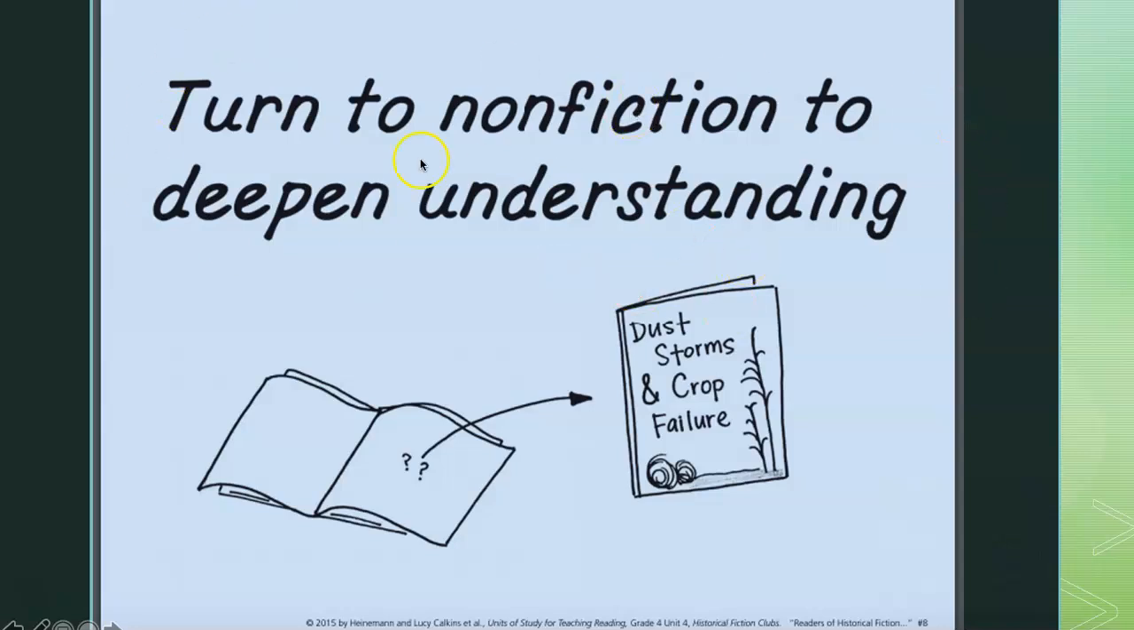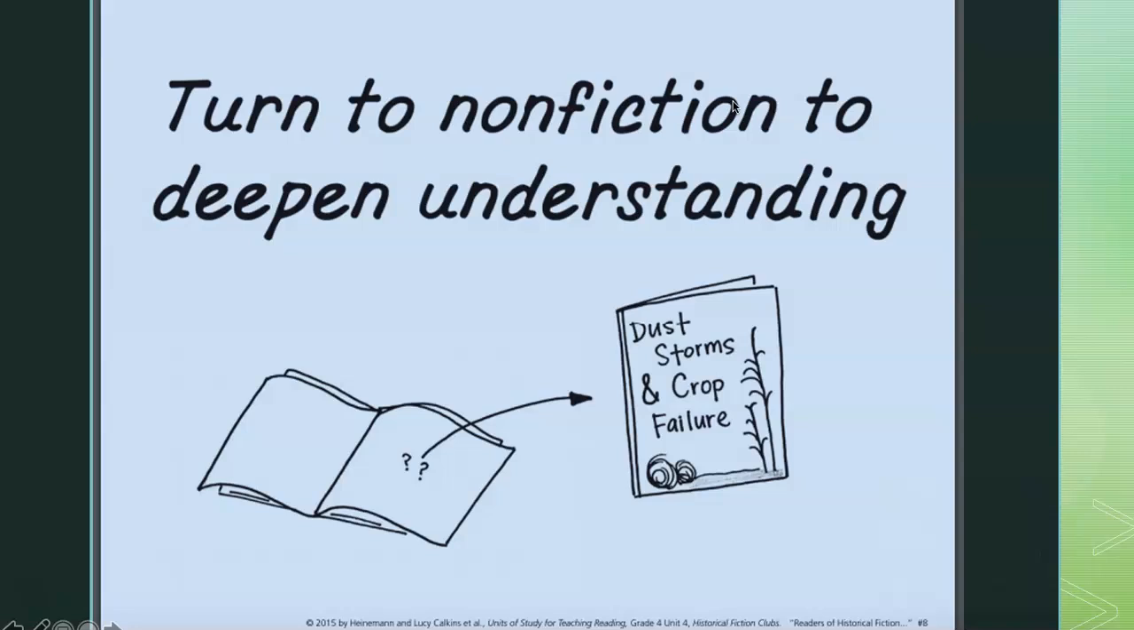So today's lesson, we're going to turn to nonfiction to deepen our understanding of our story. The story that we're reading right now is historical fiction. Fiction meaning that it is not 100% a true story. It's based off of real events, but it's not a true story. So we are going to turn to nonfiction or true writing to help us understand our book and the history behind it more.